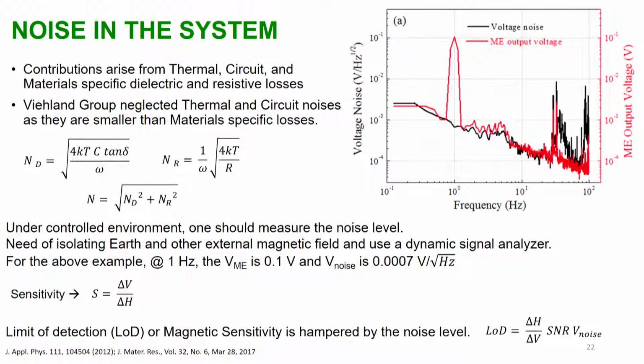Then comes the limit of detection. There are two things. If you are going to measure the magnetic field, then you go for the limit of detection for the magnetic field. Here, the limit of detection is given by delta H by delta V, times the signal to noise ratio, times the noise voltage you are having. This is going to give you the minimum amount of the magnetic field that you can measure. So that is also important.